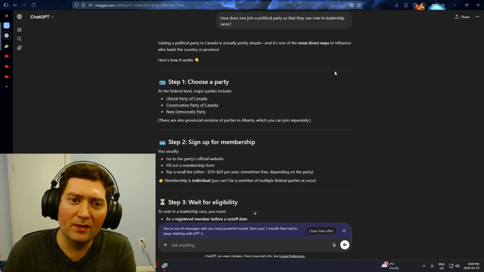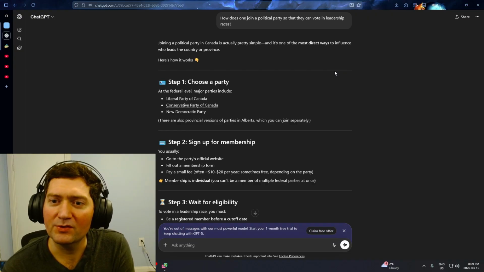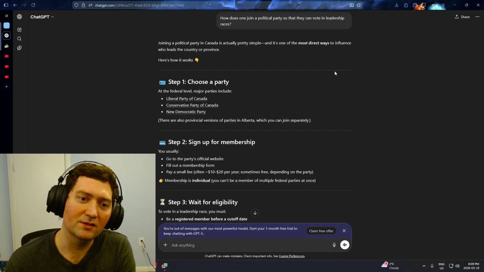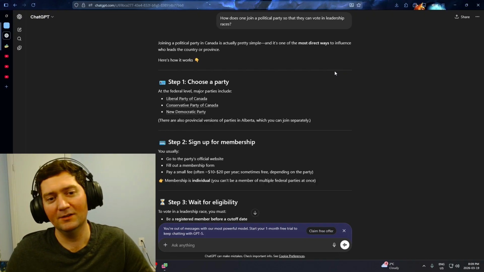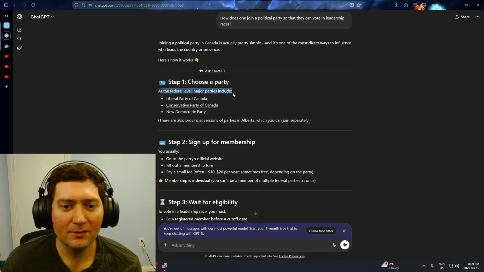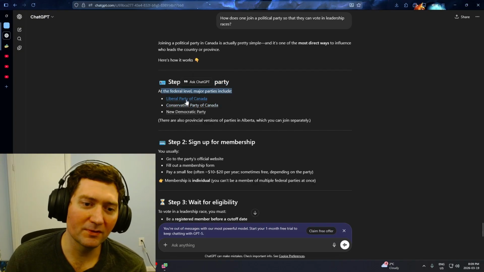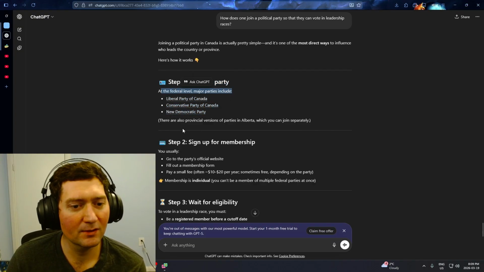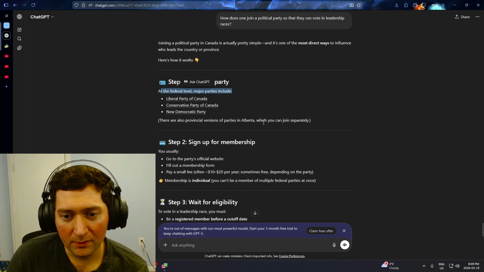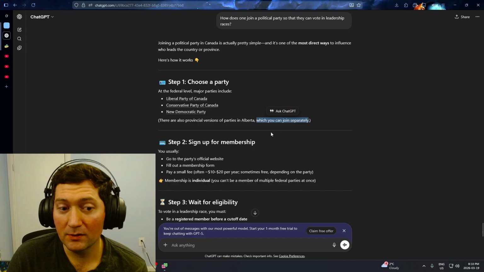Joining a political party in Canada is actually pretty simple, and it's one of the most direct ways to influence who leads the country or province. Here's how it works: choose a party, choose all the parties. At the federal level, major parties include Liberals, Conservatives, New Democratic. There are also provincial versions of parties in Alberta, which you can join separately.